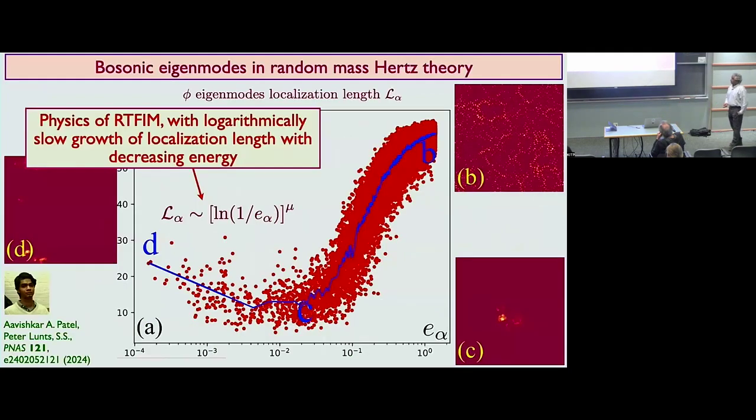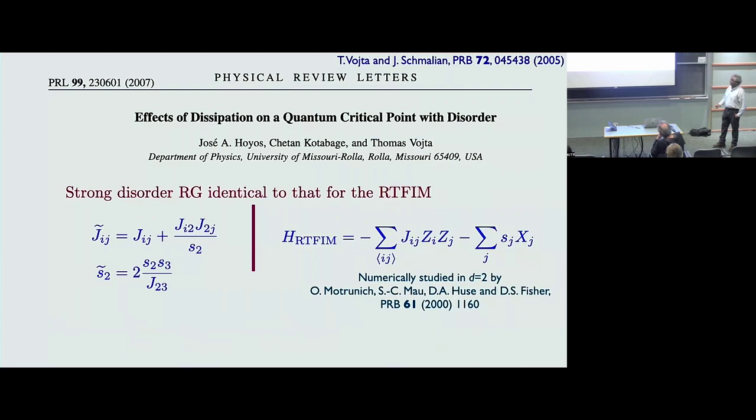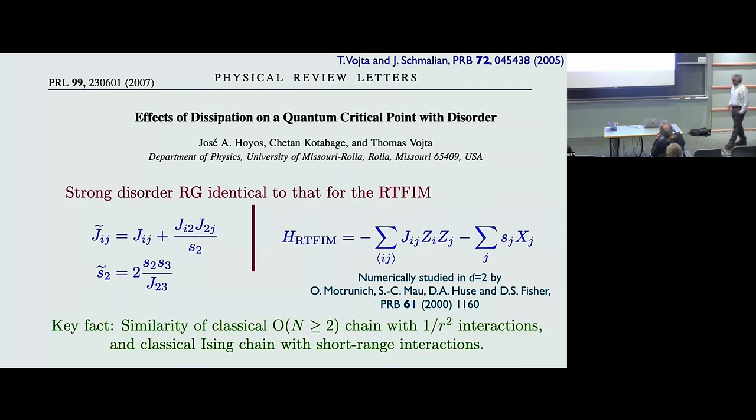So I think that's our interpretation of what this is. And this exponent mu, if this interpretation is correct, should be the same as the exponent of the transverse Ising model, which was numerically studied in 2 dimensions. We don't really know mu that accurately, nor can we claim to get mu that accurately, but maybe someday this can be tested more precisely.